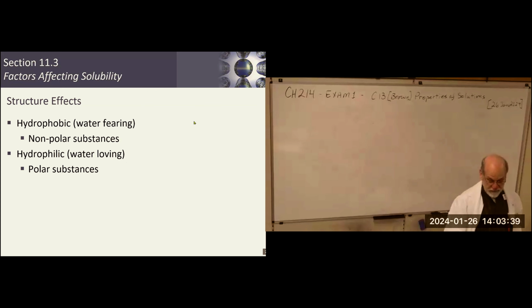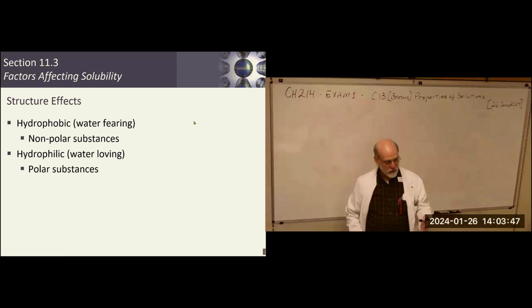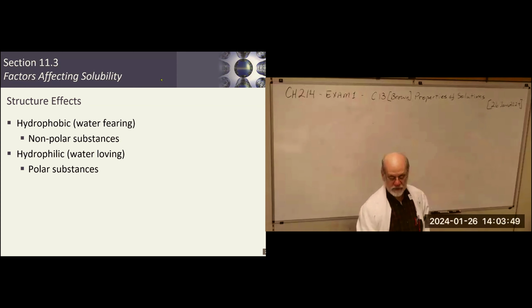Hydrophobic literally means water fearing. Hydrophilic is water loving. Water fearing are nonpolars, water loving are polars. Just that simple.